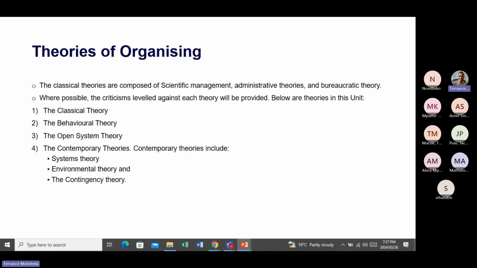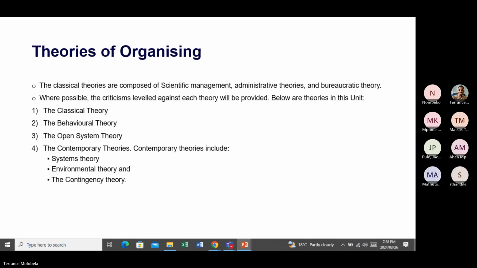Now, there are criticisms, or maybe let me just say beliefs, or systems, that have been used over the years that help achieve effective organizing, because organizing, remember, is one of the principles of public administration.